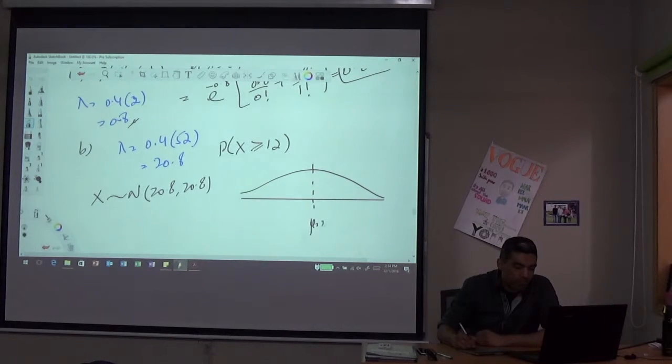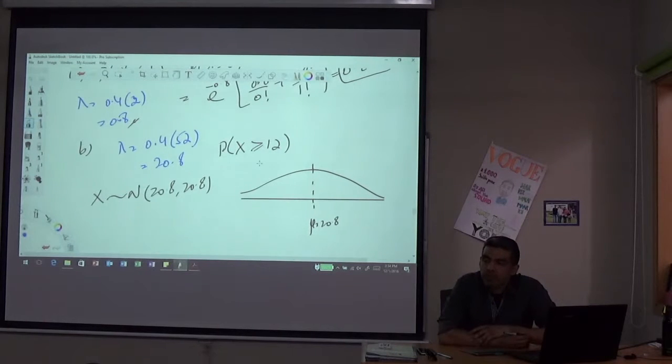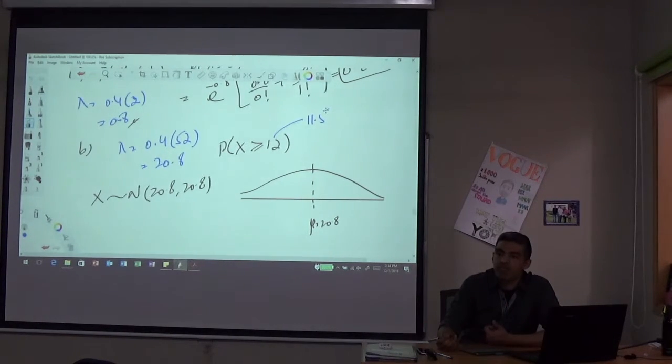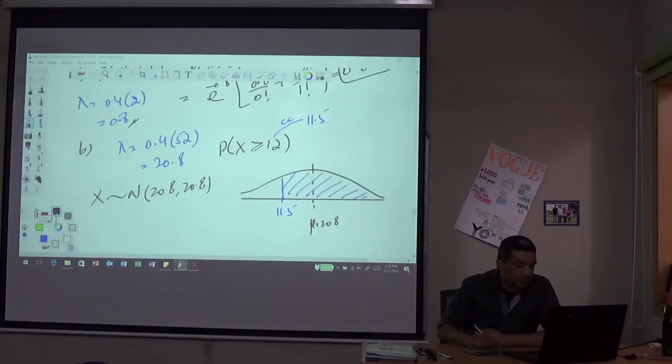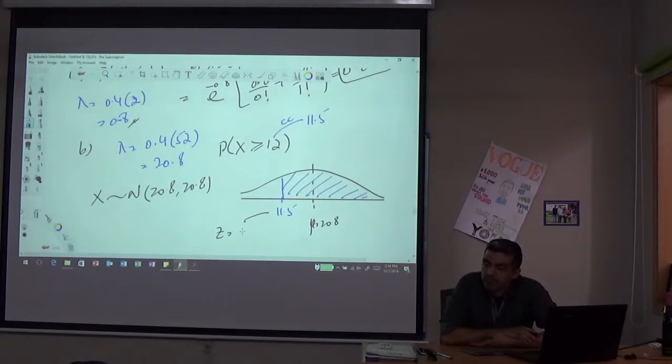Z1 is negative 2.0, let's see. So greater than or equal to 12 would mean what would be the continuity correction? 11.5 after CC. So 11.5 is pretty much on the left. This is the area that we are interested in. Okay, so Z value is negative 2.039.